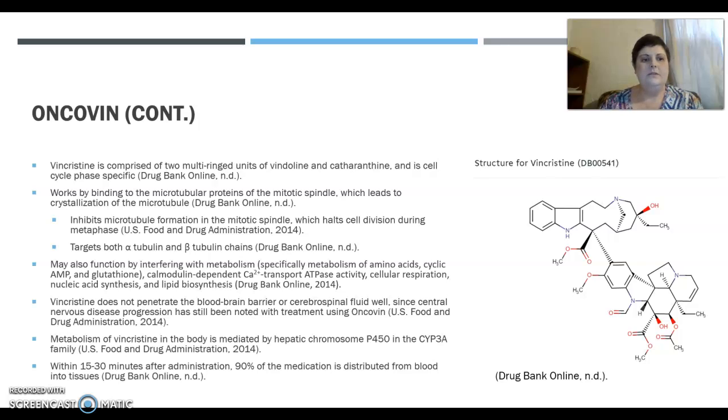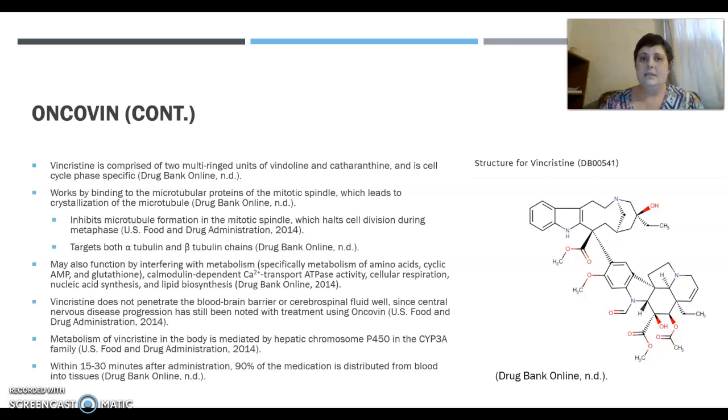It may also help to function by interfering with metabolism, specifically metabolism of amino acids, cyclic AMP, and glutathione, as well as calmodulin-dependent calcium transport ATPase activity, cellular respiration, nucleic acid synthesis, and lipid biosynthesis.